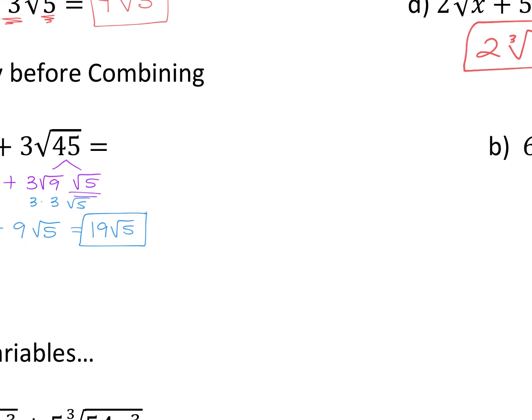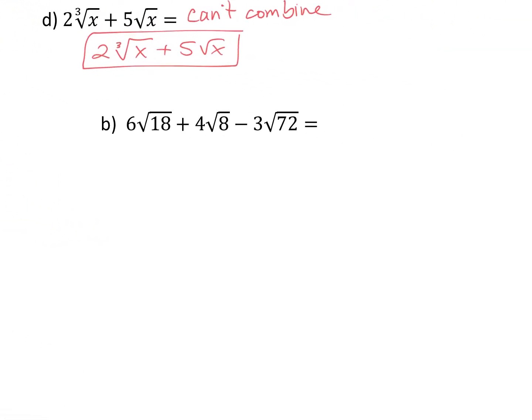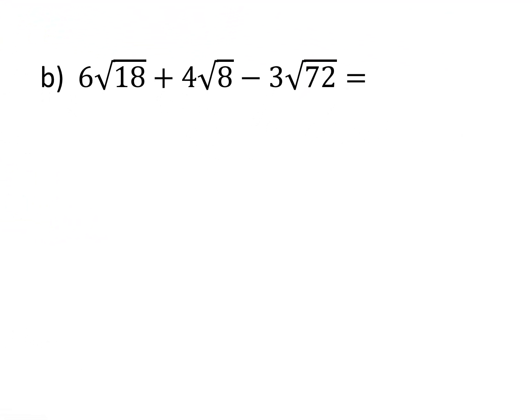Okay, I'm gonna have you try this one. So you're gonna simplify the rad 18, simplify the rad 8, simplify the rad 72. Don't forget about your numbers out in front. And see what you get. Feel free to talk to a neighbor if you're having trouble coming up with the number.